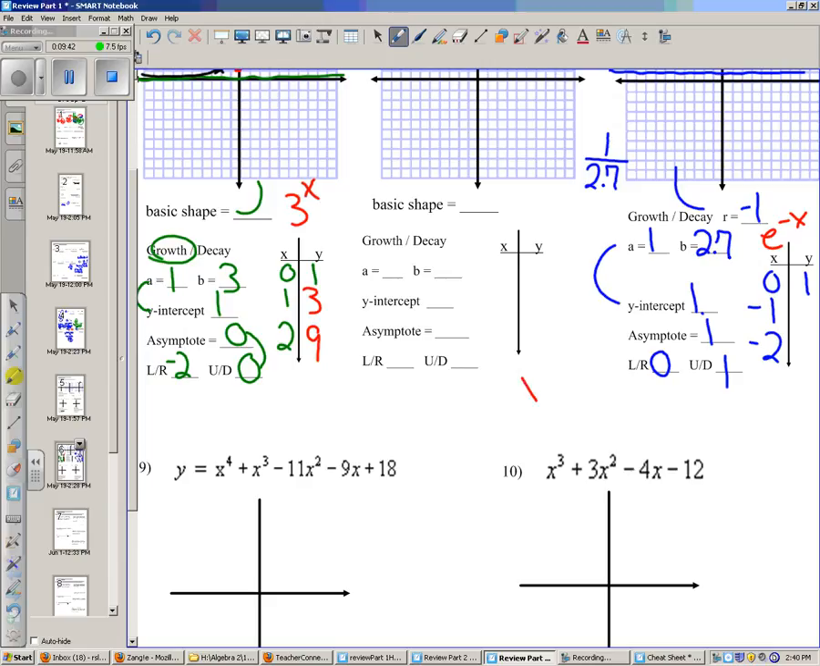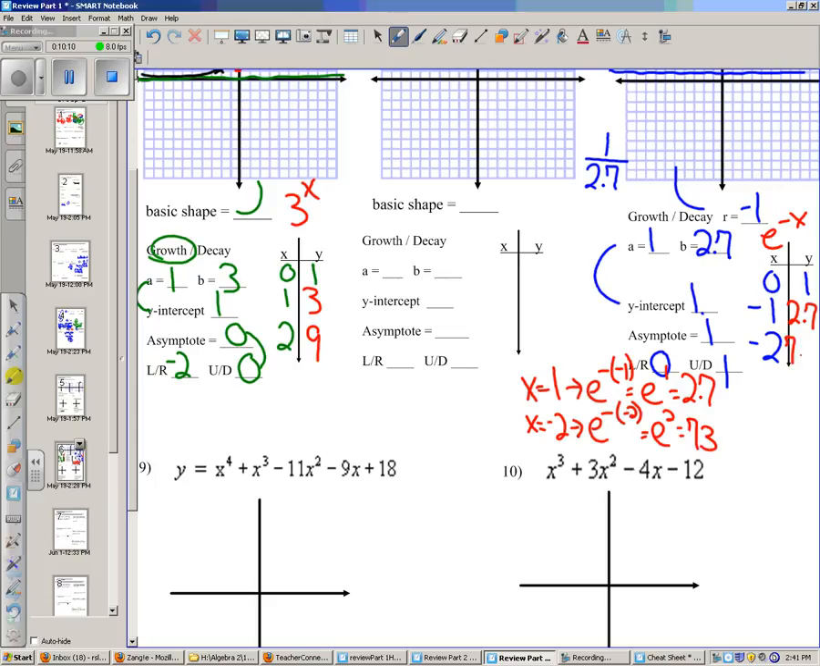So if x is 1, that means it's going to be e to the negative of negative 1, which is just e to the first. So I get 2.7. And when I put negative 2 in for x, that becomes e to the negative of negative 2. That becomes e squared, and e squared, I believe, is, hold on, let me find this page, 7.3.